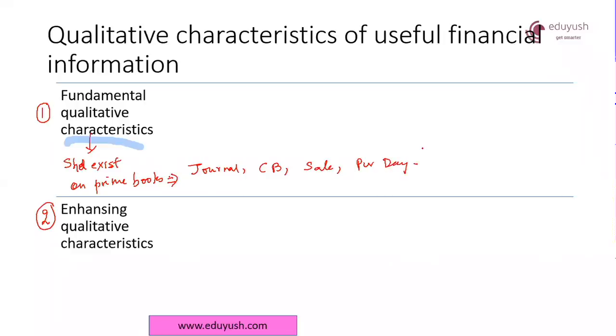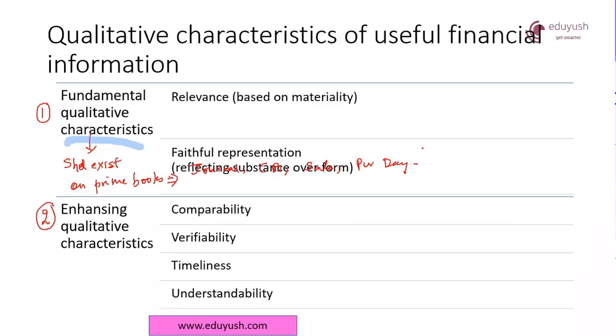From here only it goes anywhere else. So while you record here, there should be some quality in the information. Then only you should record it. If the information does not have that quality, you cannot record it. What are those qualities? It is based on two concepts.